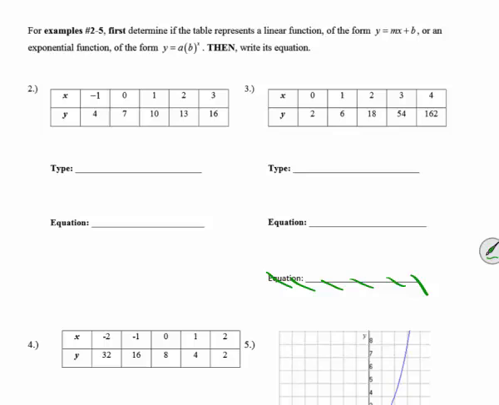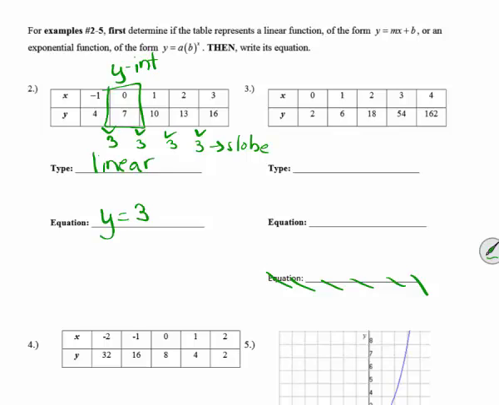So the first thing I'm going to look to see is, is there a common difference? And in this case, there is, which is 3. This 3 becomes your slope. First of all, this is linear because there's a common difference. This is your slope. Here is your y-intercept. So when I write my equation, y equals 3x plus 7. You can throw that into your calculator if you need to.